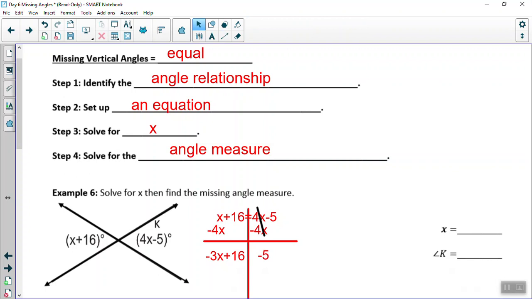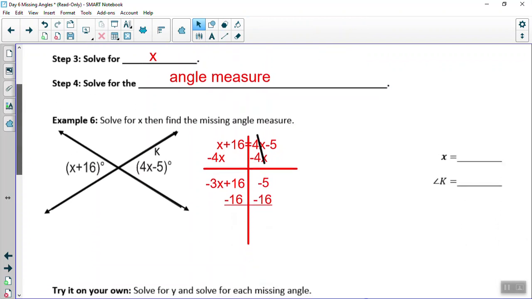Now, to isolate my x term, I can subtract 16 from both sides. When I do that, I'm left with negative 3x is equal to negative 21. Right, now I can divide both sides by negative 3, and we finally get down to x equals a positive 7. So now we know what x is.